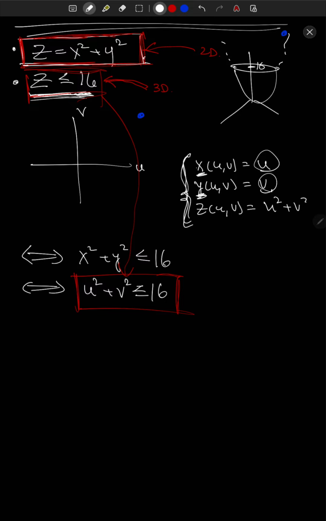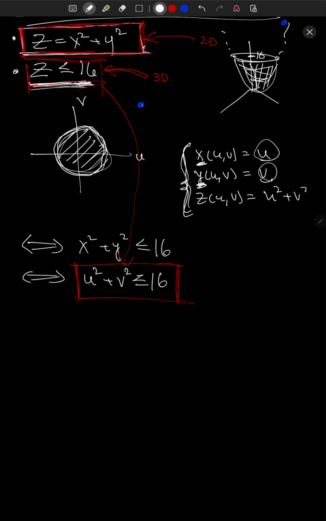Okay, and what does that mean? That means that we're interested only in a circle of radius 4 in the UV plane. All right, so for this particular problem, we don't care about things happening outside the circle. We only care about things happening inside the circle. So when we integrate, let's say we want to integrate on this portion of the paraboloid, z less than or equal to 16, then that means we're going to be integrating instead in a UV plane over this circle.